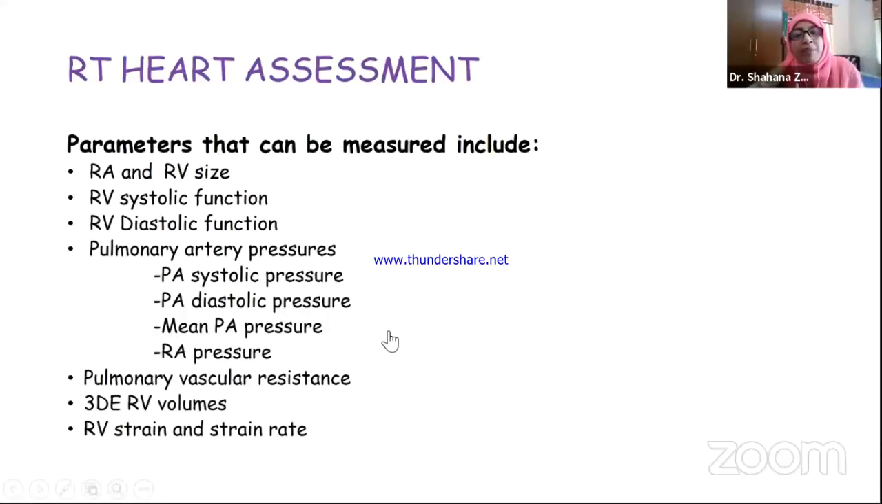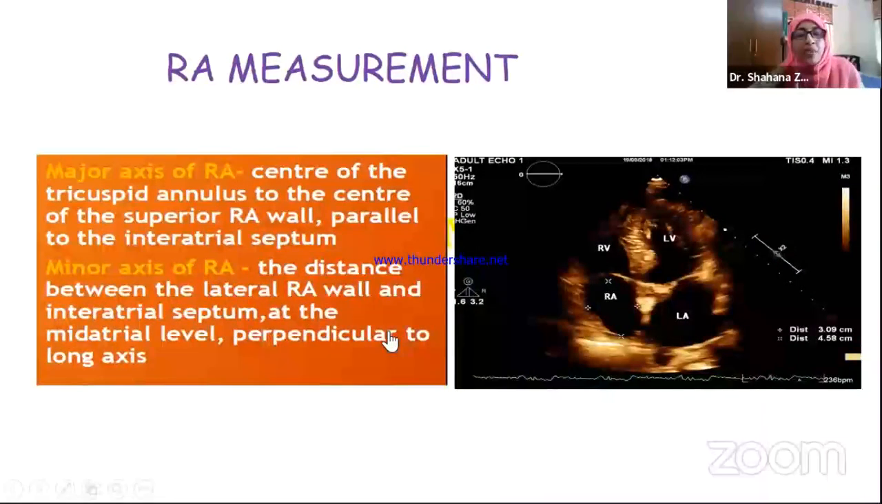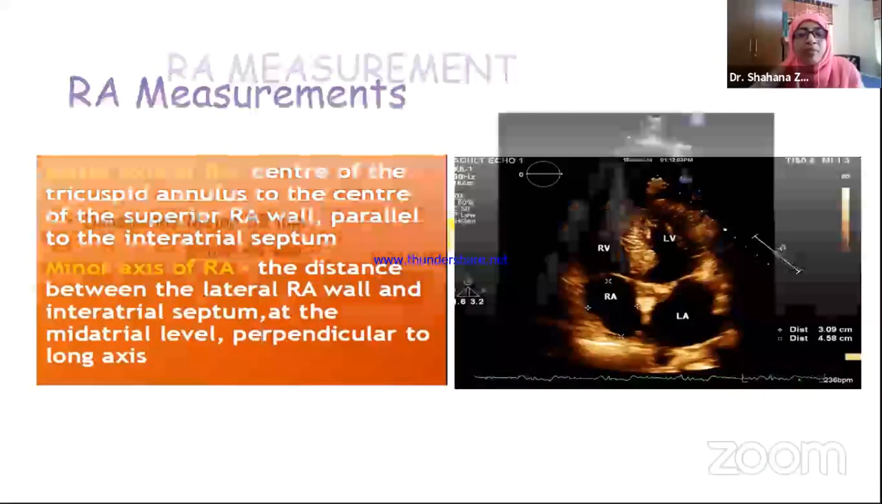Parameters that can be measured for the right heart assessment are RV size, RV systolic and diastolic function, pulmonary artery pressure, pulmonary vascular resistance, 3D volumes, RV strain, and RV strain rate. For RV measurement, we use either the apical four-chamber or apical RV focused view. Here we measure the minor axis and major axis.